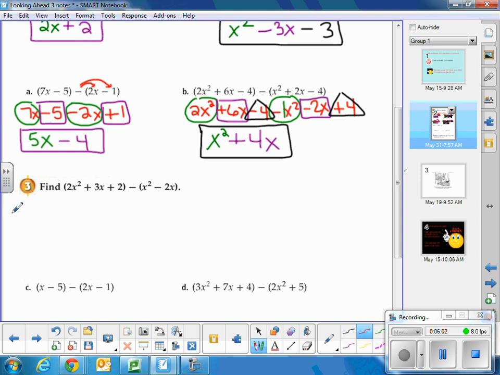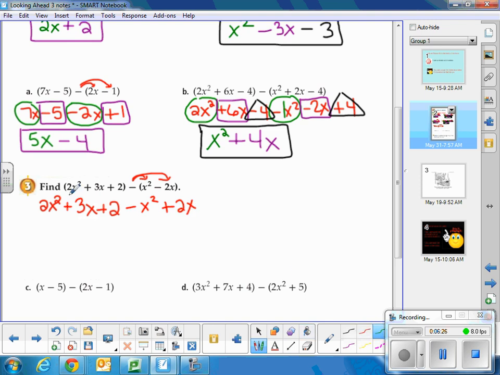Right, on to example 3. Again, that first set of parentheses is written exactly as it is: 2x squared plus 3x plus 2. The second one, you need to subtract everything inside of there. So minus x squared, and then minus a negative is really plus a positive, so plus 2x.